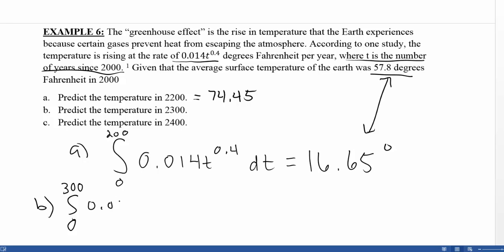But the rate is going to stay the same. And so when we plug that in, we're going to get 29.37. And again, that's degrees Fahrenheit. So again, we're going to add that to the initial temperature that we have from the year 2000. So we add it to 57.8, and we get that the new average temperature is 87.17.